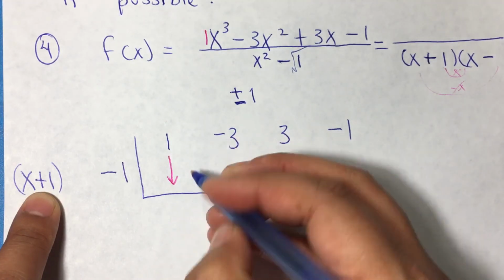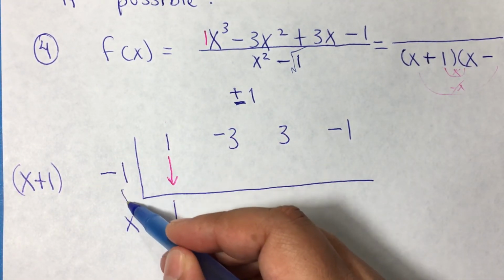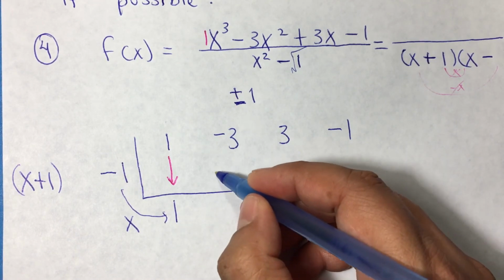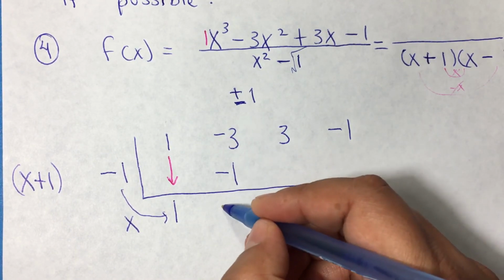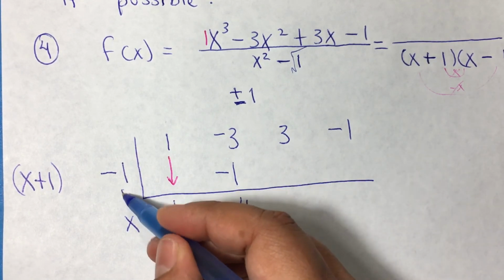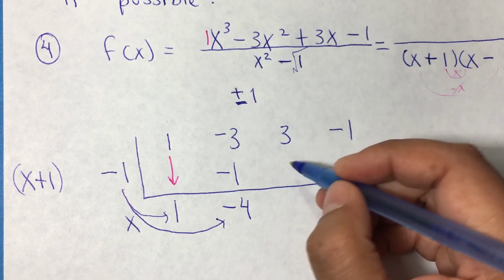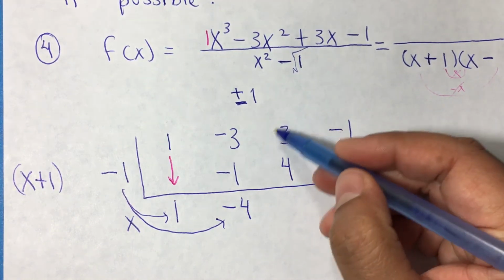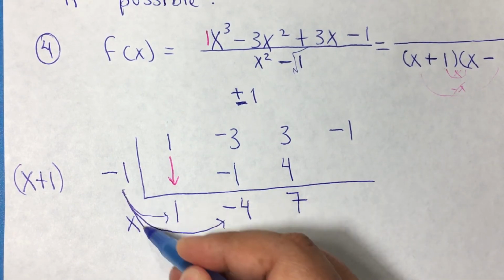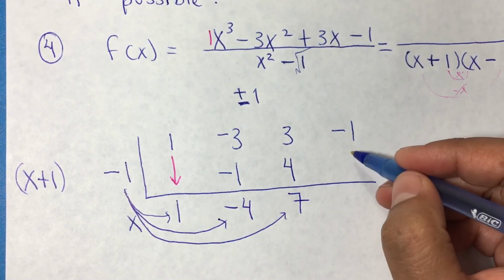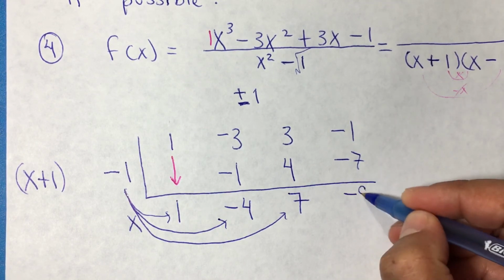Okay, bring the first number down and we start multiplying. Negative 1 times positive 1, negative 1. Combine this, and so negative 3 and negative 1 is negative 4. And repeat the process. We multiply. Negative 1 times negative 4 is positive 4. We combine 3 plus 4, and that's 7. And negative 1 times positive 7 is negative 7. We combine, and we get negative 8.